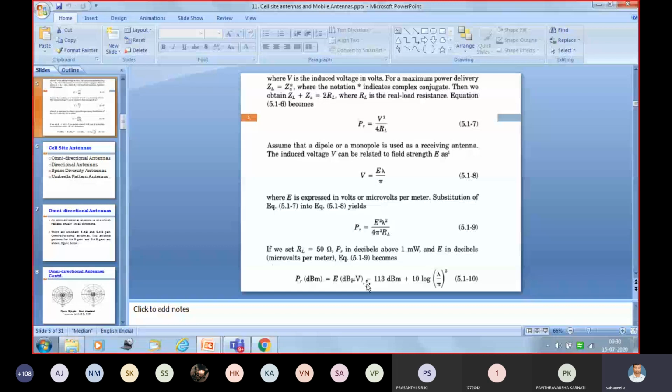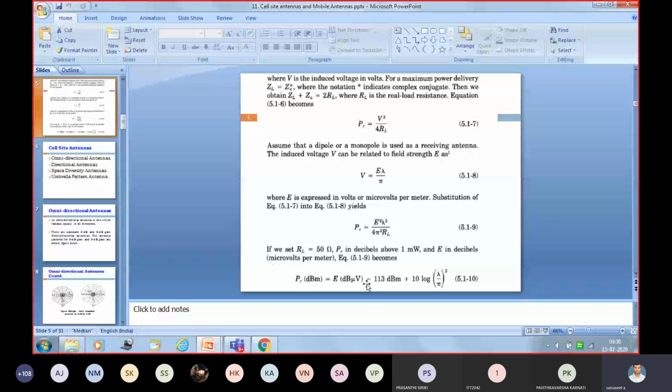Now we have to go for the main topic, the cell site. What are the types of antennas we are using at the cell phone tower? The main antennas which we are using at a cell site are omnidirectional antennas, directional antennas, sensitivity antennas, and umbrella pattern antennas. These are the four types of antennas which we are using even at present. Now we will go through them in detail one by one.